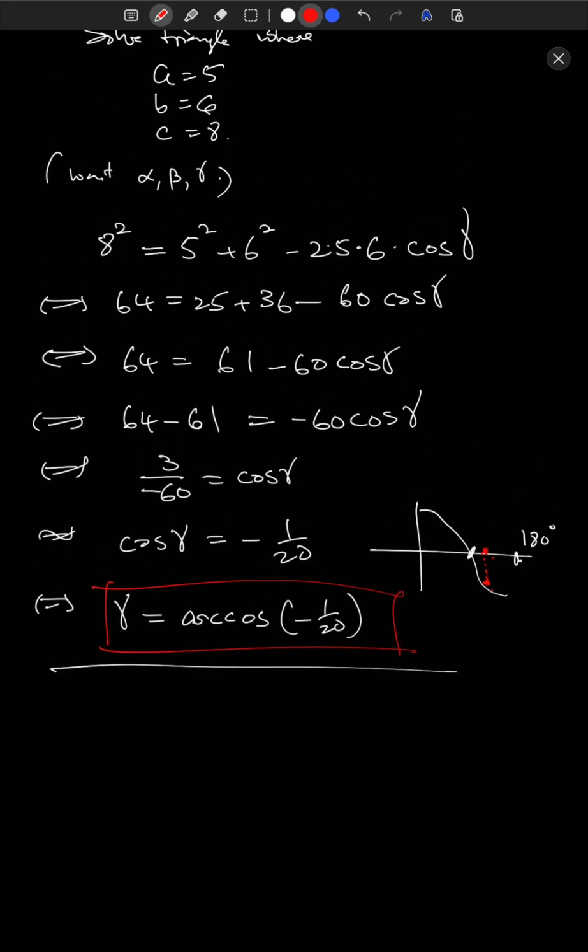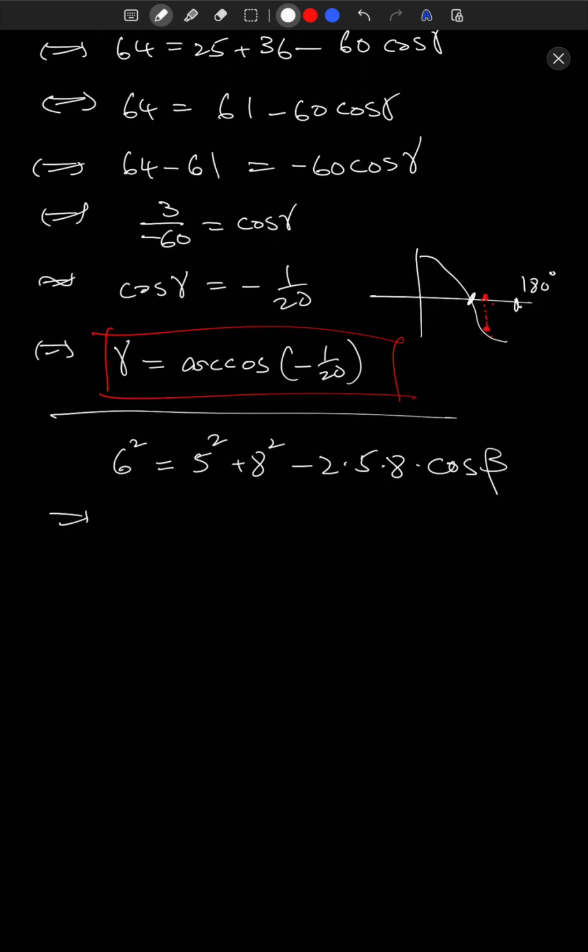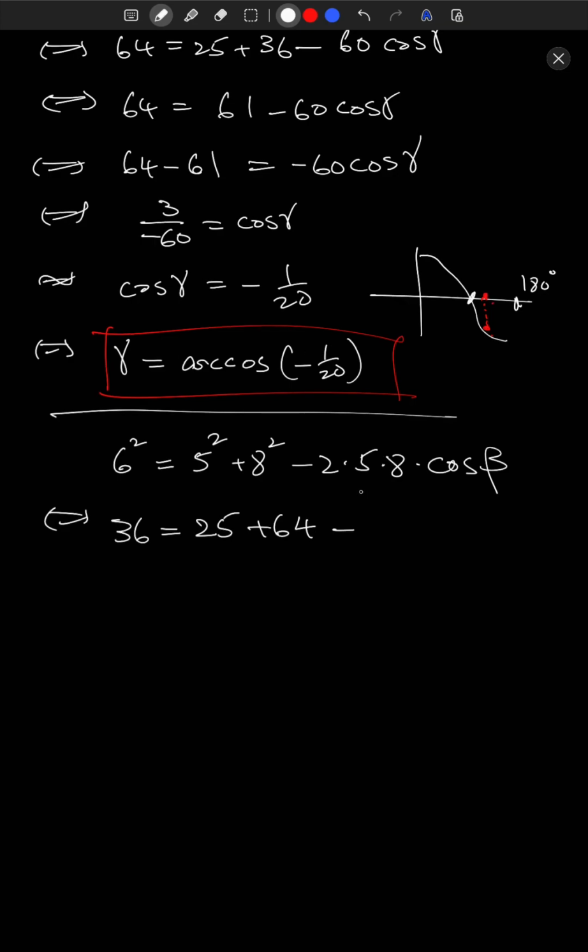Beta, let's say we want beta, right? So we have a is 5. So beta would be, we want to write down 6 squared, so b, right? So we're using the law of cosines that's based on b. So 6 squared equals 5 squared plus 8 squared minus 2 times 5 times 8 times cosine of beta, all right? And then we just calculate again. So these are really, you're really happy to see these problems, these law of cosine problems.